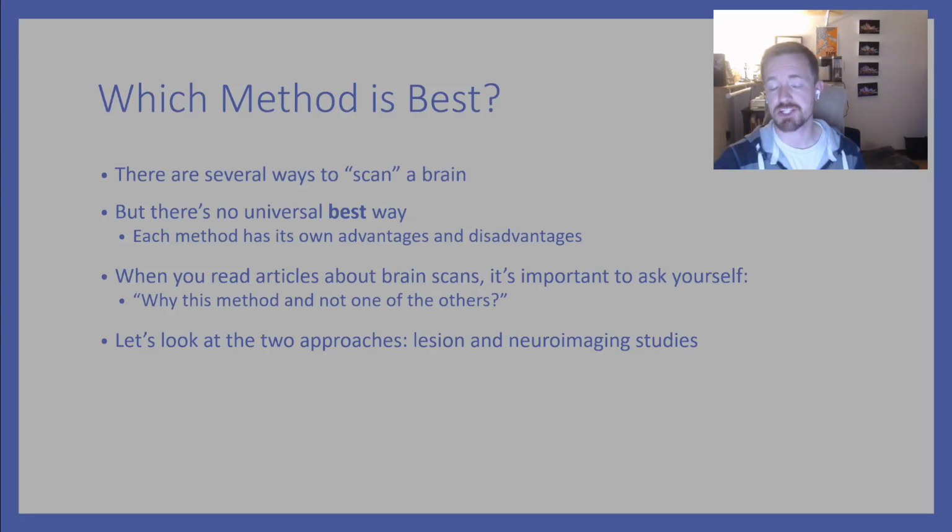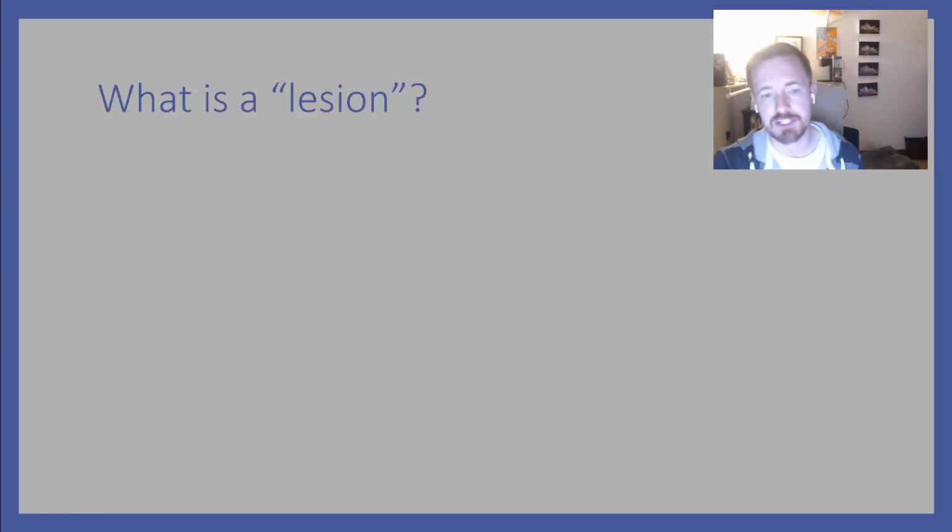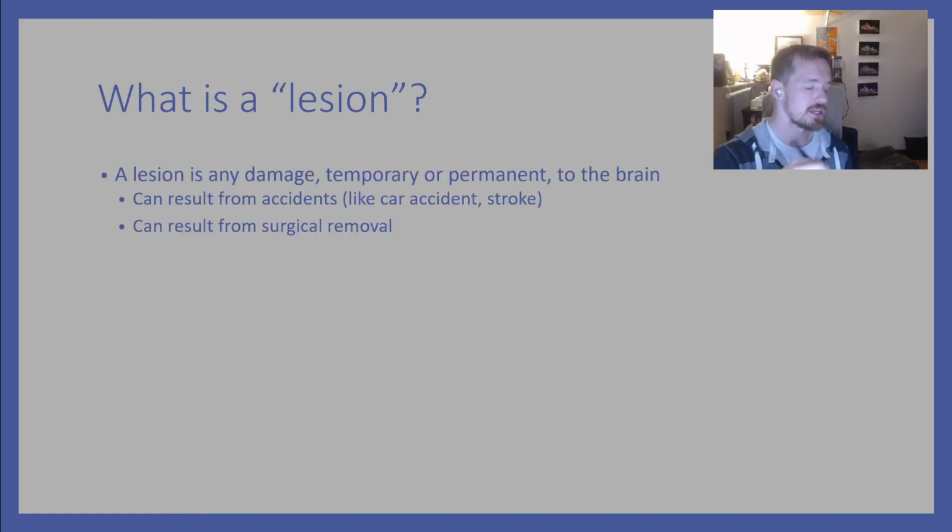All right, so let's take a quick look at the two different flavors of neuroscience. We'll be looking at lesion studies and neuroimaging. Let's look at lesion studies first. A lesion is whenever your brain has experienced some damage. That damage can be temporary or it can be permanent. It can be like having a stroke, for example. If the stroke is severe, there might not be a lot of recovery for that part of the brain. It's a permanent lesion in that case.